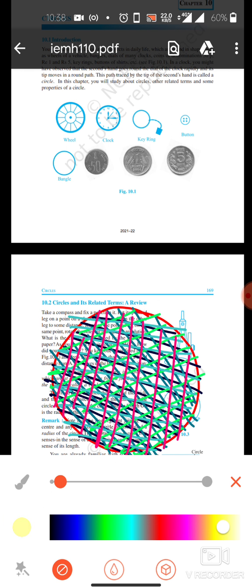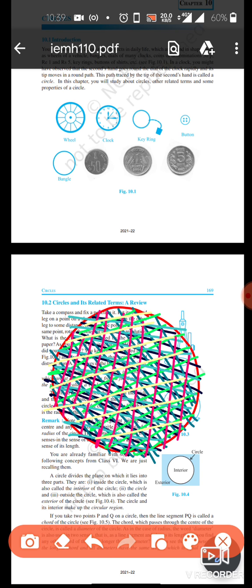Then I can make this way. These are also chords. So you can make an infinite number of chords in a circle, as many chords as you want, because it is only a line segment joining the two points on the circumference.